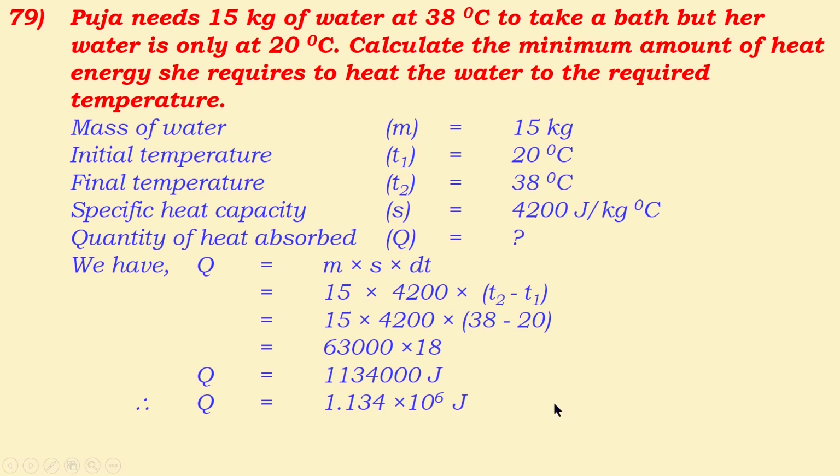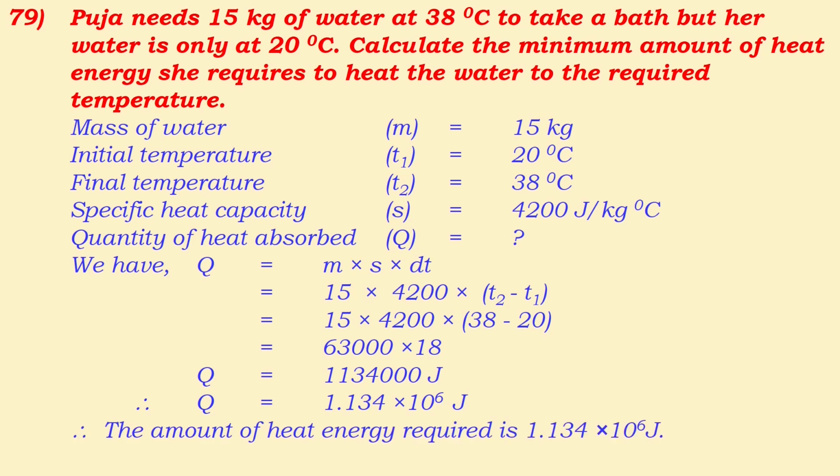If we shift the decimal point towards the right-hand side, then it is 10 to the power of a negative value. If left-hand side, then 10 to the power of a positive value. Now at the end we are writing one sentence for our answer. The amount of heat energy required is 1.134 into 10 to the power 6 joule. Okay, next question.